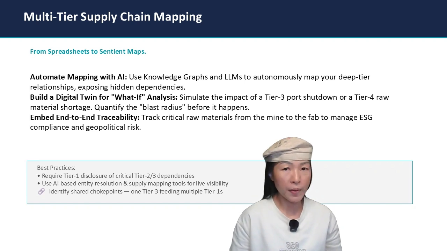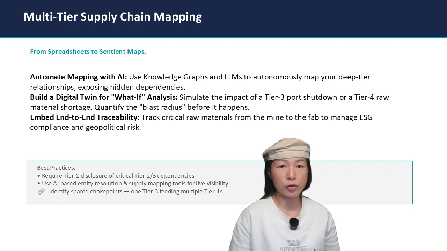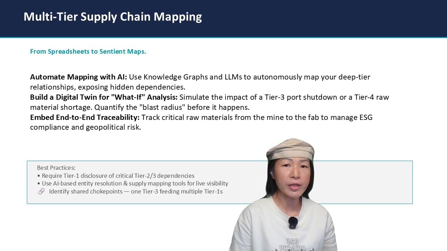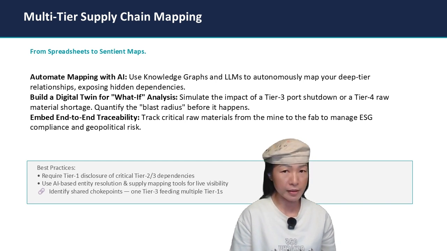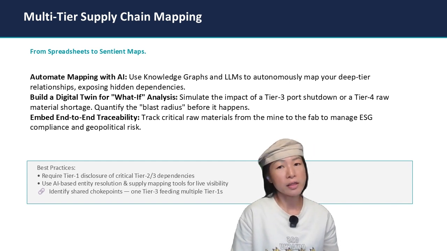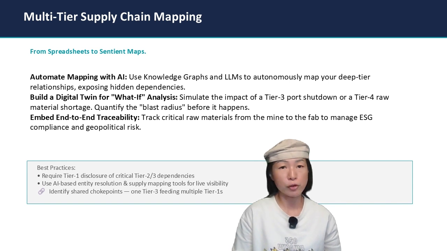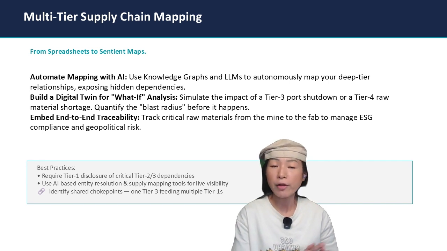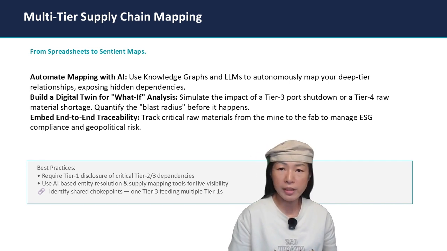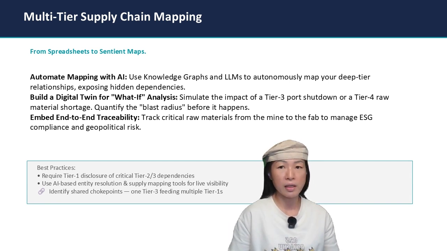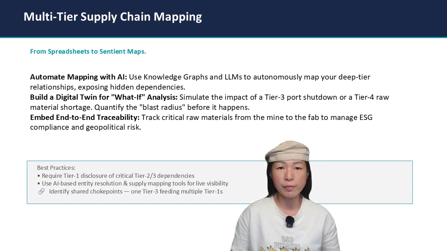Supply chains are too complex for static spreadsheets. The next step is automation. Use AI with knowledge graphs and LLMs to autonomously map deep tier relationships and expose hidden dependencies. Then, build a digital twin. Run what-if scenarios like a Tier 3 port shutdown or a Tier 4 raw material shortage, and quantify the blast radius before it happens. Finally, embed end-to-end traceability. Track critical raw materials from mine to fab to manage ESG compliance and geopolitical risks. This is how supply chains move from reactive spreadsheets to vigilant maps that anticipate disruption.